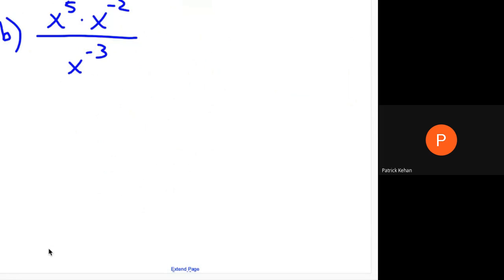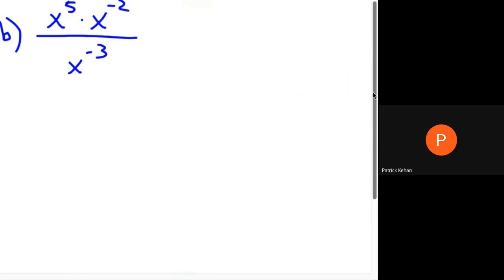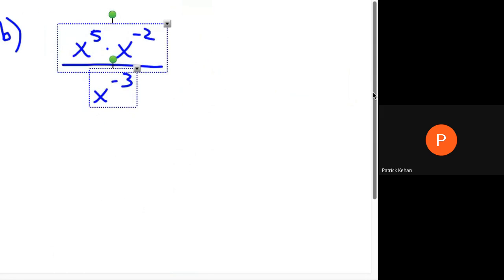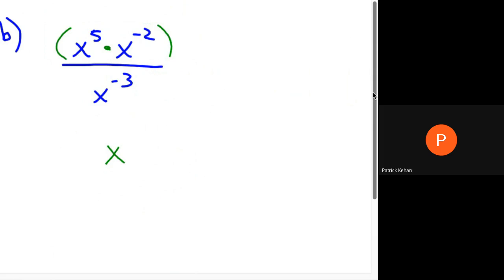Next line. This one right here. X to the fifth times x to the negative second. Whoops, excuse me. Let's bring this down. Divided by x to the negative third. Again, I'm just going to really work with order of operations. So I'm just going to work in the numerator. It's all multiplication right now. So I'm going to add those exponents. I end up with x. 5 plus negative 2 is 3. And then in my denominator, I have x to the negative third.